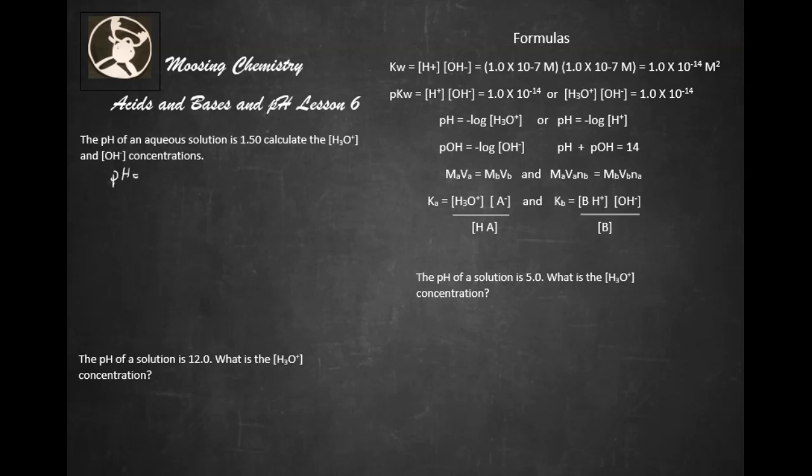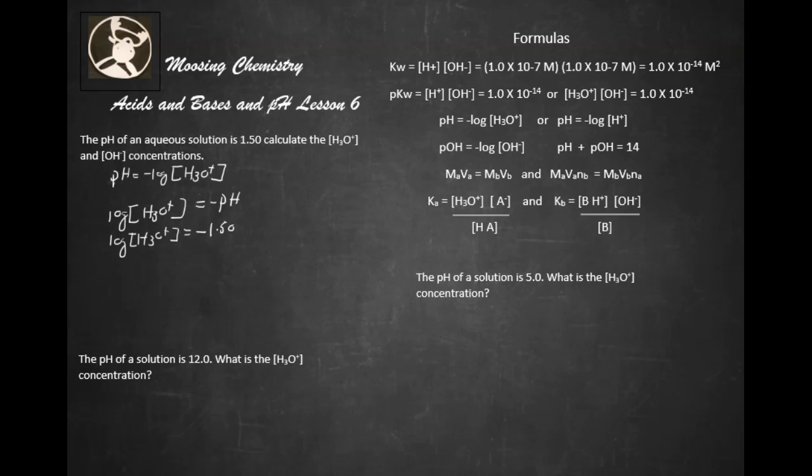We're going to take pH equals the negative log of, of course, our hydrogen ion. Now, watch what I'm getting ready to do here. I'm going to make this log of H3O positive equals negative pH. So I'm going to plug in that 1.50 there. So log of the hydrogen ion is going to equal negative 1.50.